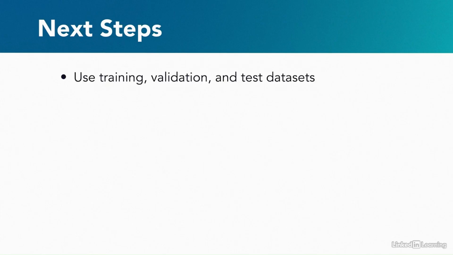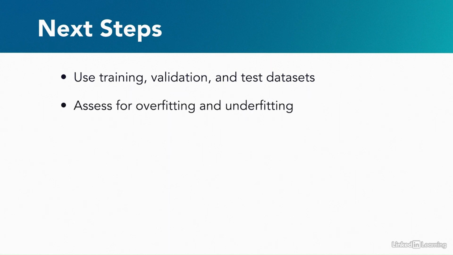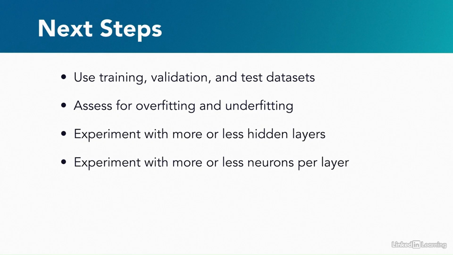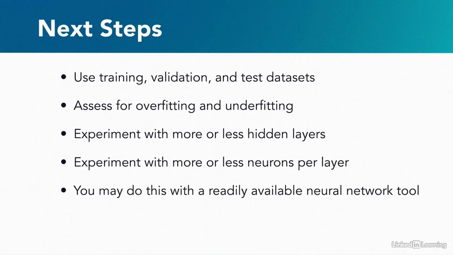Of course, there's so much more you can learn about neural networks, so as next steps I suggest the following. Put your models to the test by using training, validation, and testing datasets. Assess your neural networks for usual problems like overfitting and underfitting. Experiment with more hidden layers and with more or less neurons per layer. And you may want to try all of these things with a readily available neural network tool like TensorFlow or PyTorch instead of writing the code by yourself.